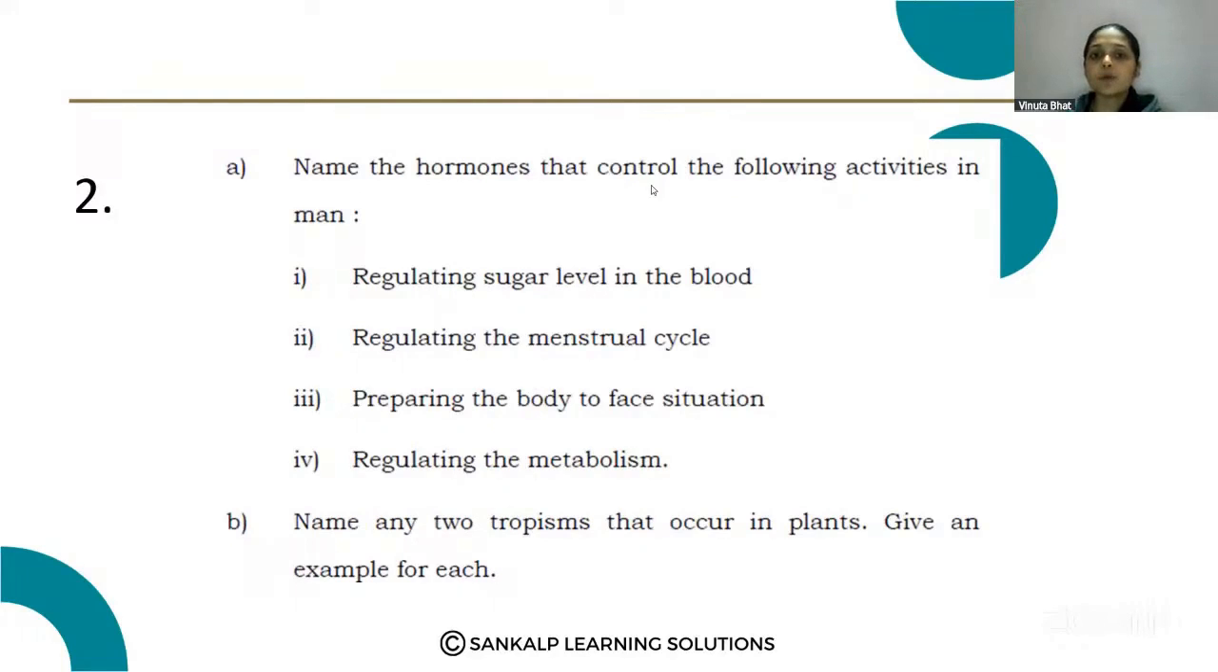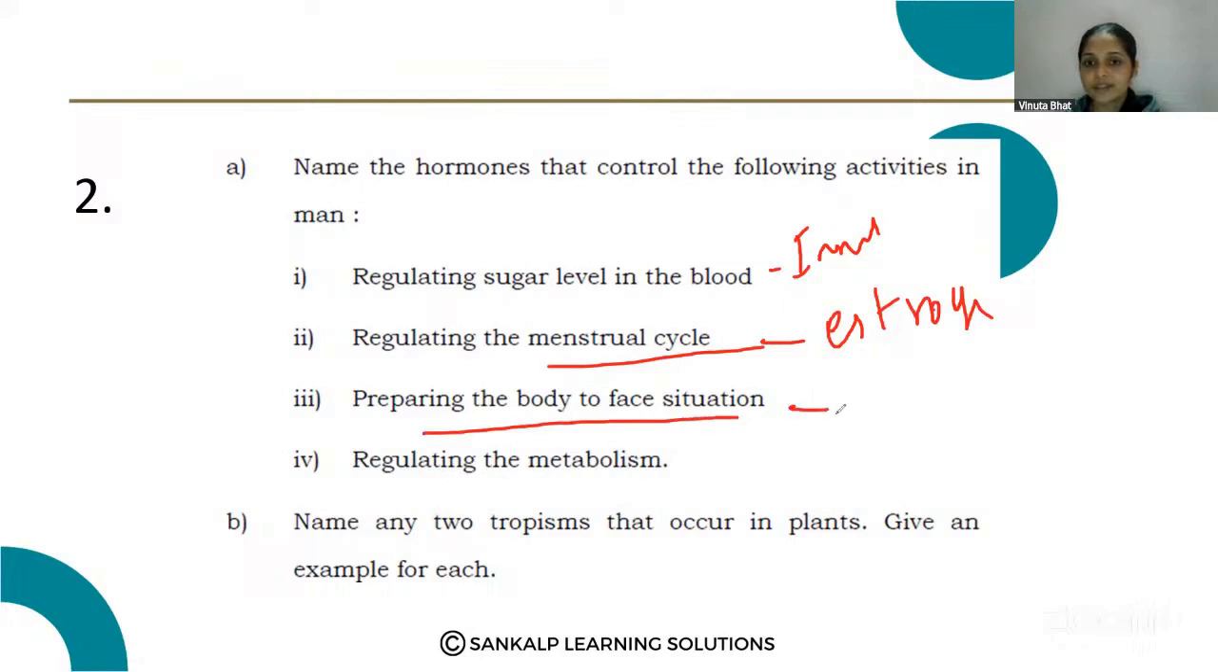Name the hormones that control the following activities in man. Regulating the sugar level, that is insulin. Then the menstrual cycle, that is controlled by estrogen. Then preparing the body to face the situation, adrenaline. Then regulating the metabolism, that is thyroxine.